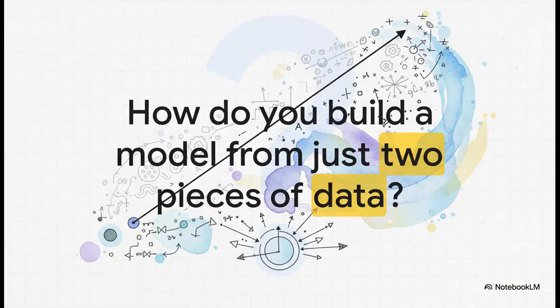So this is the big question, right? How can you possibly build an entire predictive model from just two little pieces of data? It sounds kind of crazy, but it's a super common and incredibly powerful problem to solve. And by the time we're done here, you'll know exactly how to do it.